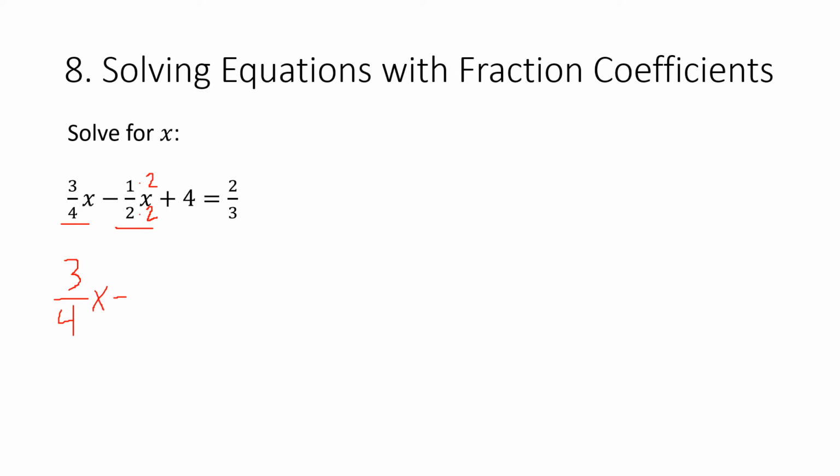minus 1 times 2 gives us 2. 2 times 2 gives us 4. So minus 2/4 x. Now this is pretty simple. 3 minus 2 is 1, and then you just keep your denominator. So we now have 1/4 x.